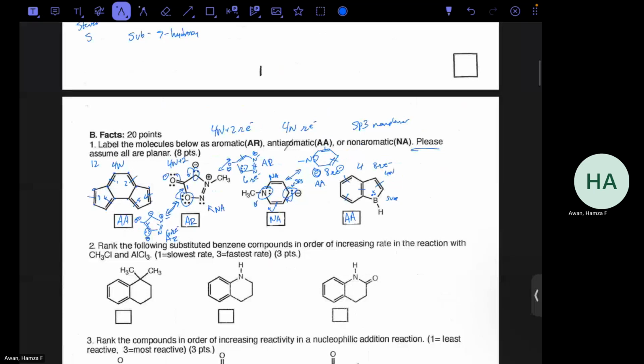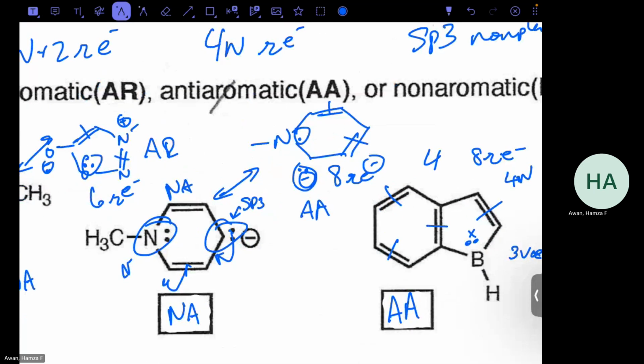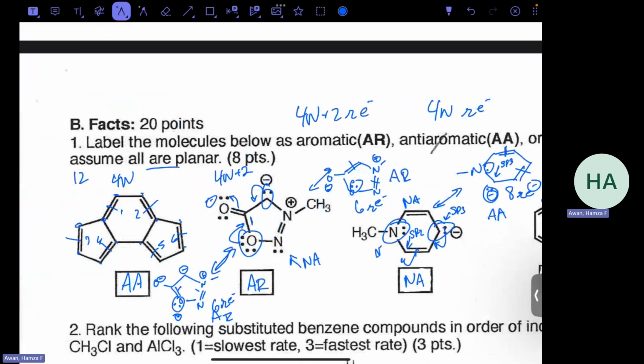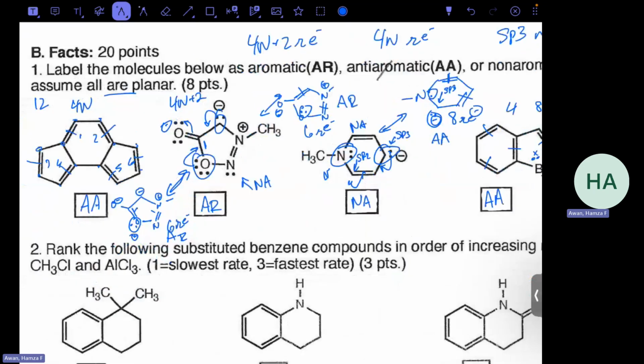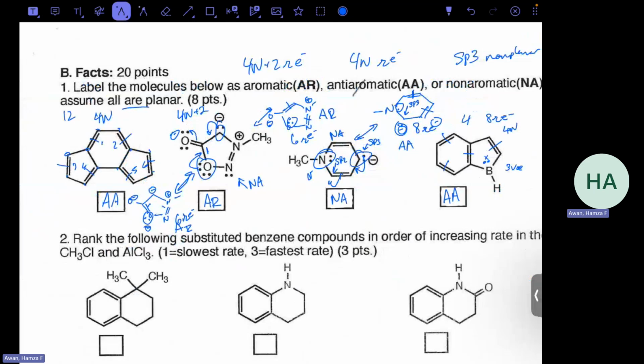Any questions on that? Yeah. So this carbon right here is already sp2, right? But this carbon would be considered sp3, just like this. Right, but we're assuming that all of them are planar, right? So even though it's sp3, we're still going to count it. Most of the time whenever you're going to be using aromatic or anti-aromatic, they're always going to say assume all are planar, just so that you can figure out the question, do resonance, find it out. Yeah. Any other questions?